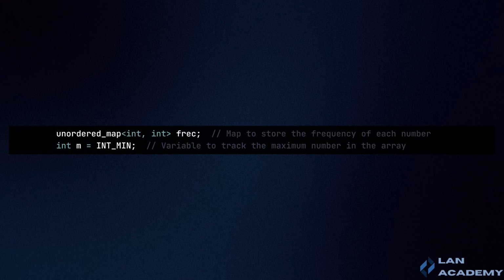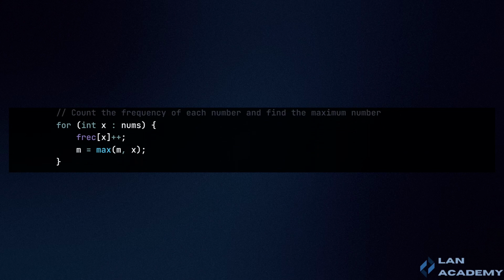This is a constant defined in the C++ standard library climits, representing the smallest possible value for an int data type. I usually use it to initialize variables when looking for maximum values because any other value will be greater than INT_MIN. Populating the frequency array is straightforward.